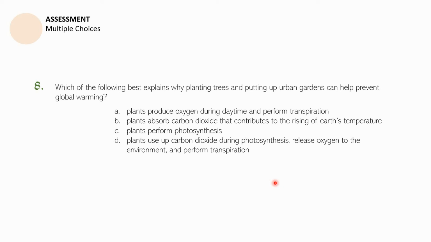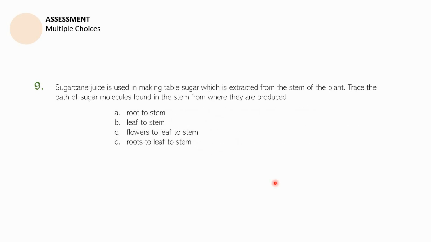You may pause this video if you need more time. If you have decided to continue, that means you are ready for the next question, question number 9. Sugarcane is used in making table sugar, which is extracted from the stem of the plant. Trace the path of sugar molecules found in the stem from where they are produced. A, root to stem. B, leaf to stem. C, flowers to leaf to stem. D, roots to leaf to stem.